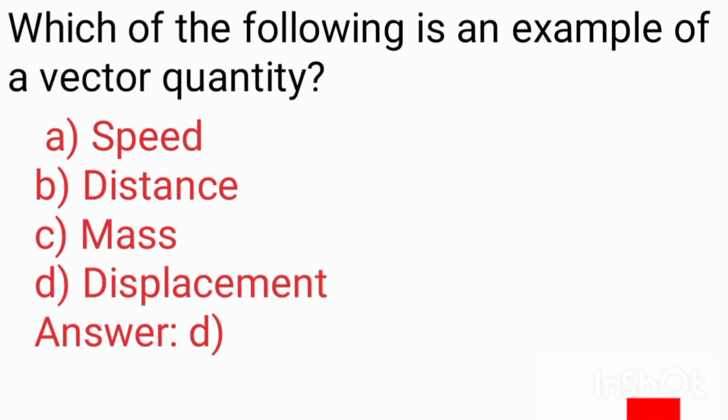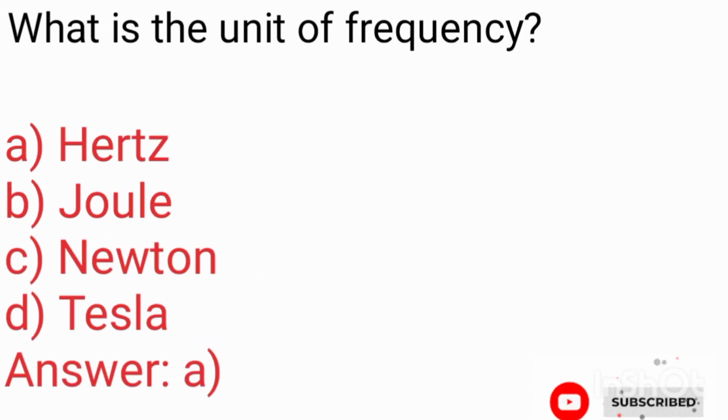Which of the following is an example of a vector quantity? Displacement. Displacement is an example of a vector quantity. Option number D is correct. Another question is, what is the unit of frequency?